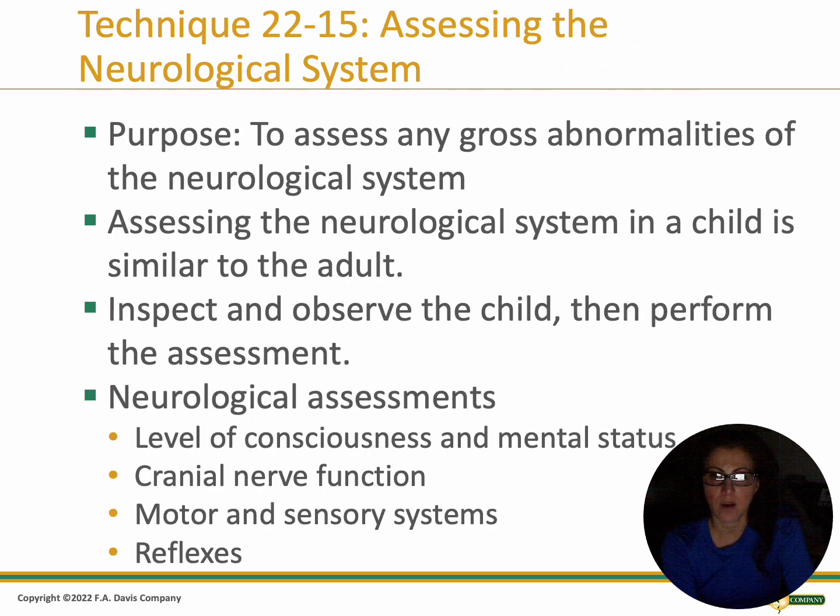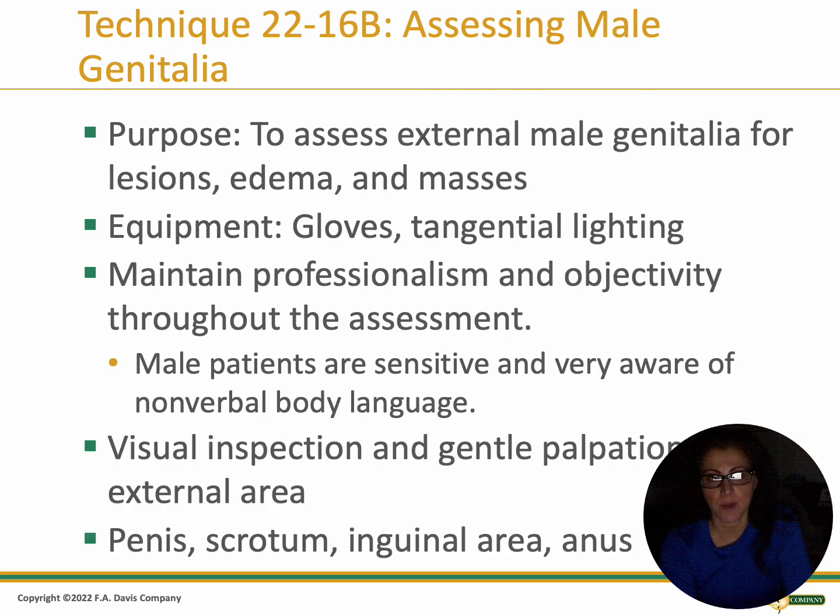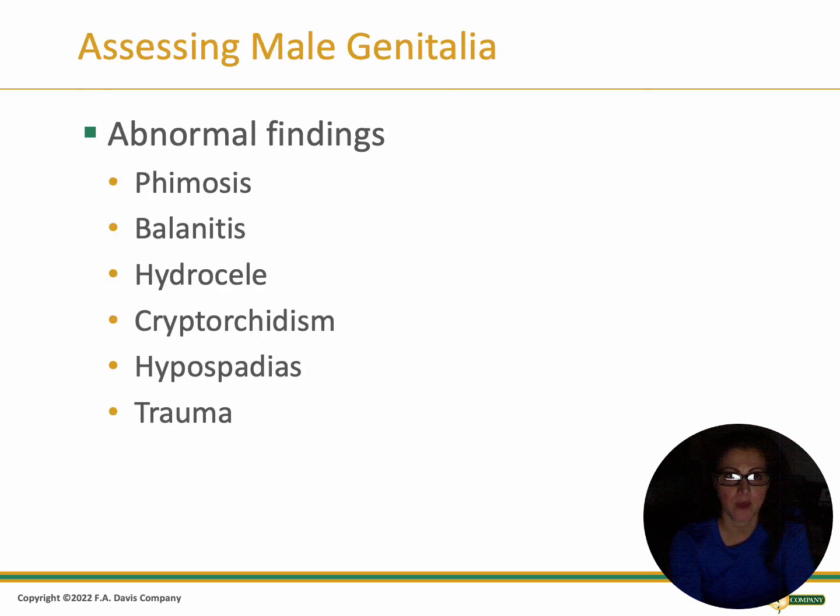And then you'll assess their neurological system, looking for any gross abnormalities, level of consciousness, mental status, how they respond to your questions, performing all the cranial nerve functions, as well as reflexes. And then finally, you'll assess the male as well as the female genitalia, identifying any signs of trauma, any sexually transmitted infections, and then any abnormalities with your assessment of the genitalia. And for the male, this can include the following as discussed in the male assessment.